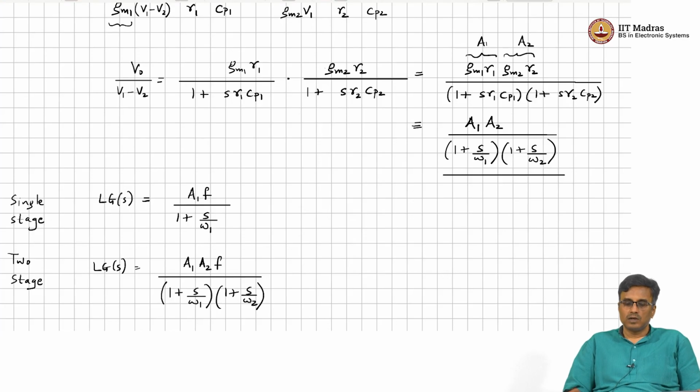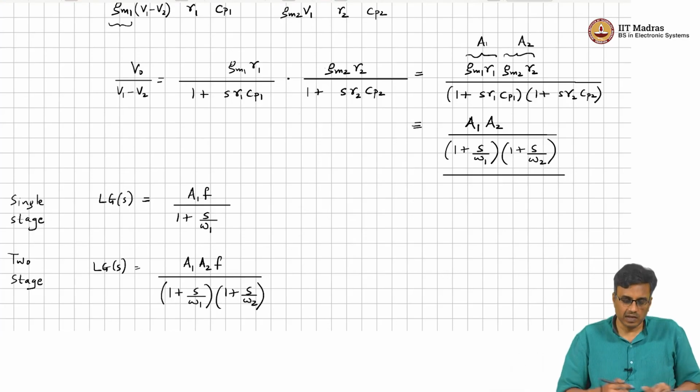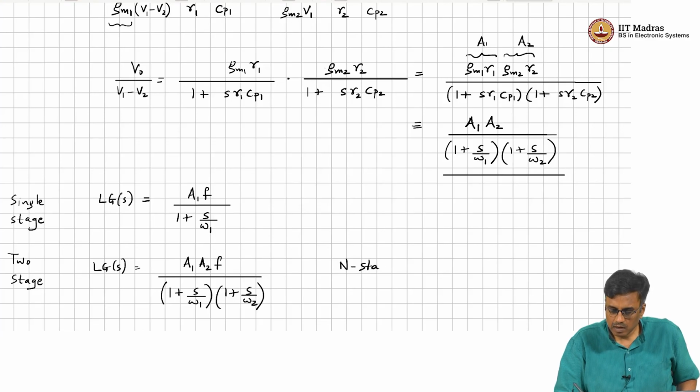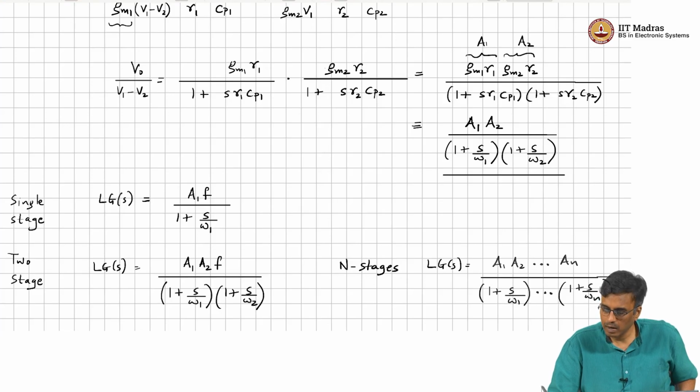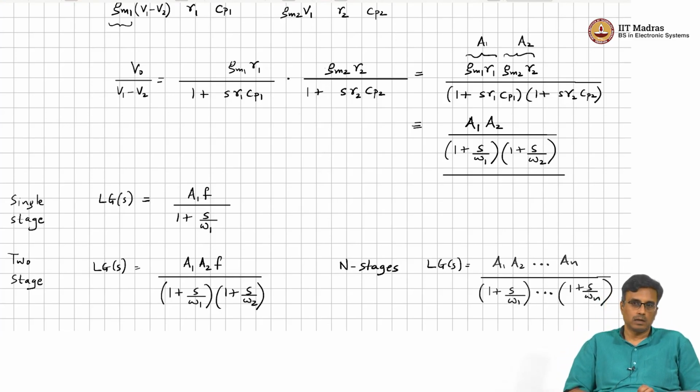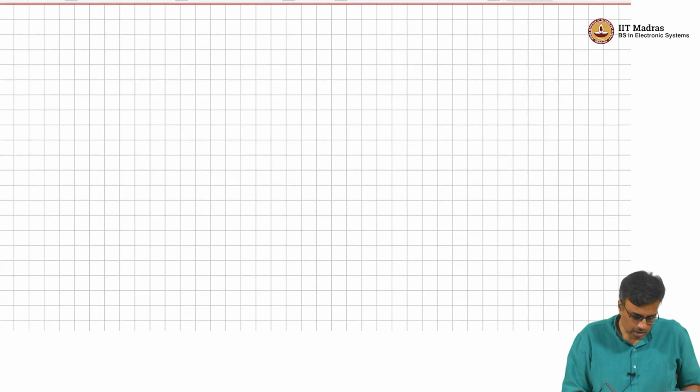All right. So, as you keep increasing the number of stages, so you have n stages, the loop gain function will become A1 A2 and so on up to An times f, which can be a really large number, but unfortunately you will get 1 plus s over omega 1 up to 1 plus s over omega n in the denominator, correct. Is that clear?